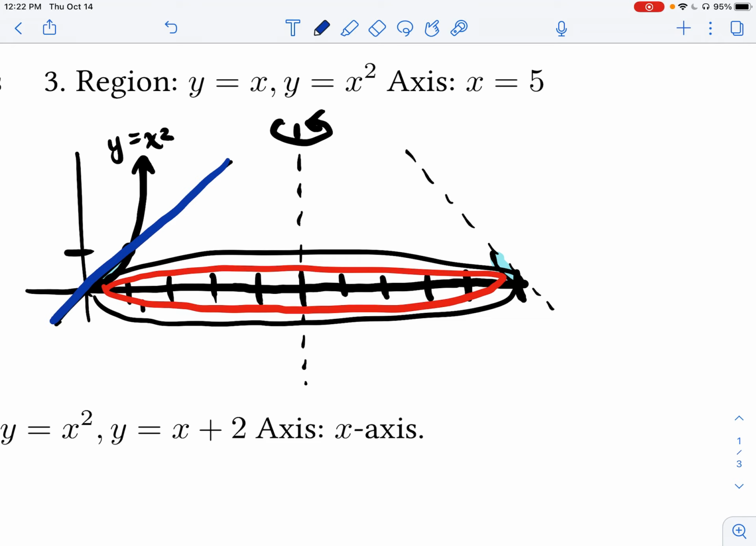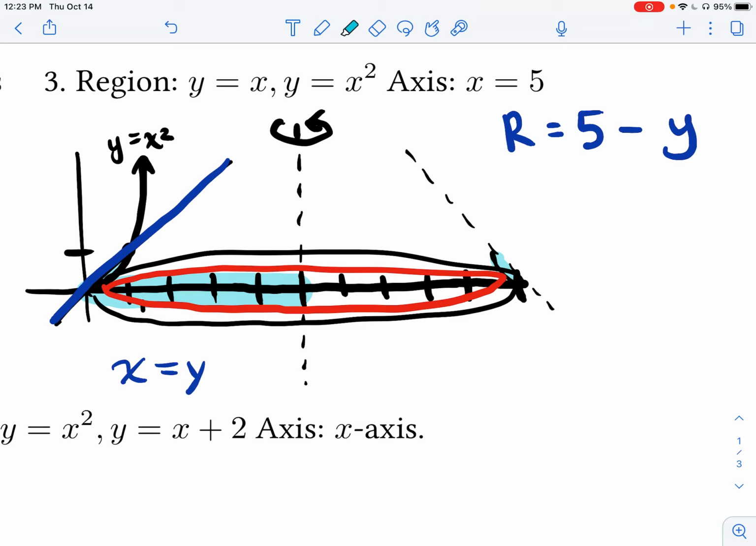So ask yourself, what would that be? Well, we know that the horizontal distance, this r value, is going to be 5 minus whatever x value we are given. So we see here that x is equal to y, so we would say 5 minus whatever y is. Because this entire distance is 5.